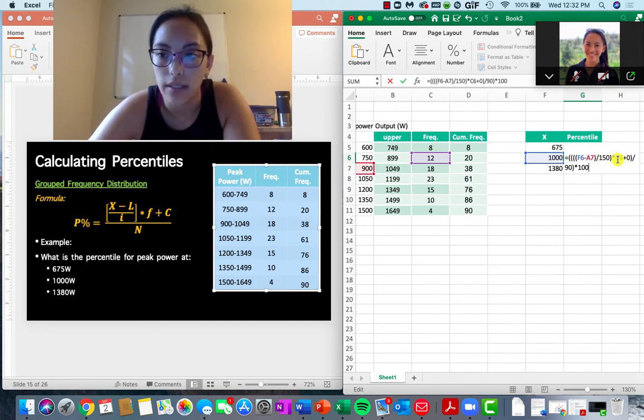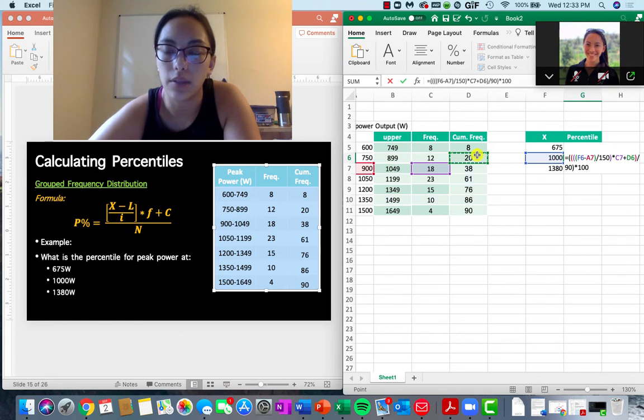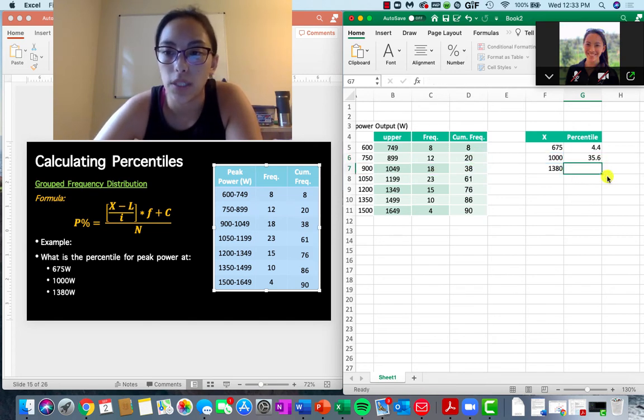The purple box, C6 right now, should match the frequency of the group in which 1,000 lies. And then instead of 0, we can put a cell reference to the cumulative frequency of the group that performed worse than the group where 1,000 lies. Our sample size is still the same. We're still multiplying by 100, so you should be able to get a percentile of 35.6.